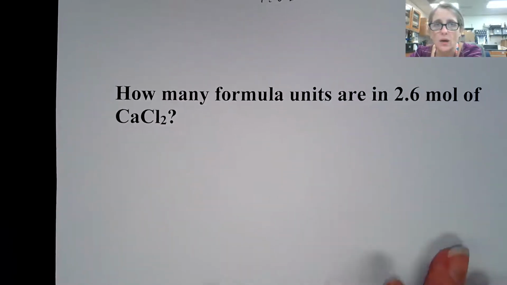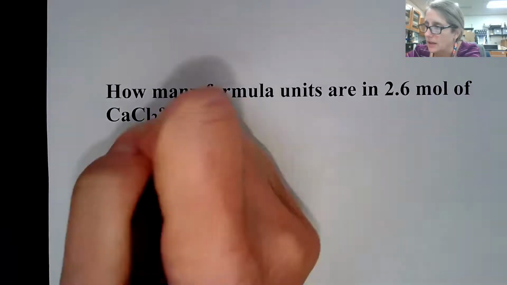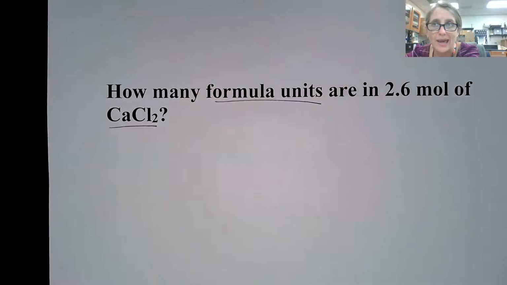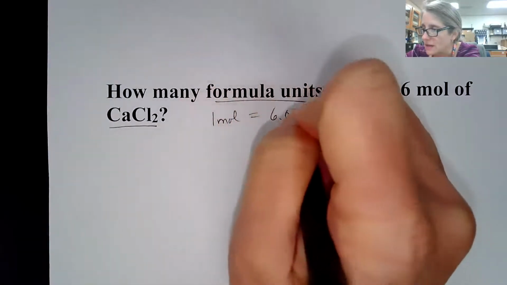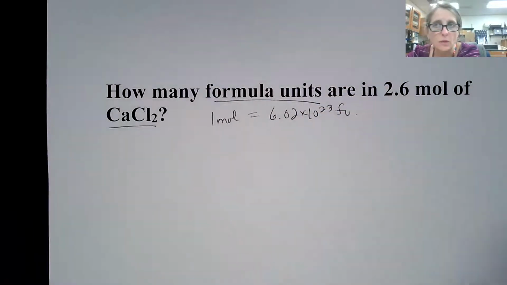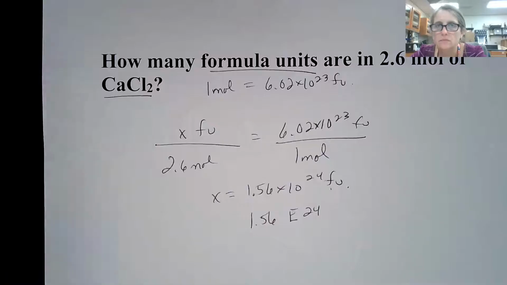All right, so how many formula units are in 2.6 moles of calcium chloride? Okay, so calcium chloride is a formula unit. So I'm going to change the vocabulary here. But 6.02 times 10 to the 23 formula units is the same as 1 mole. So this calculation is the same, okay? So pause the video and see if you can come up with an answer for that.